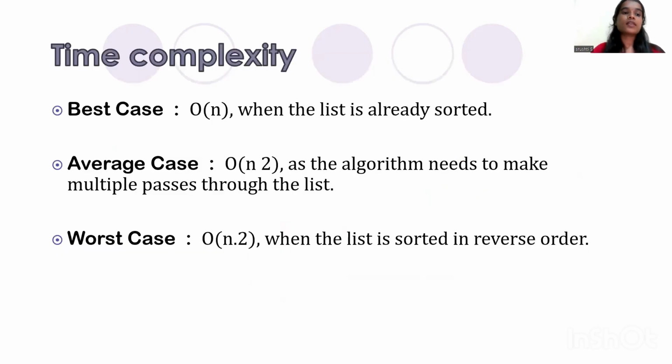Time complexity. We have three time complexities, which are best case, average case, and worst case. The best case is used when the list is already sorted, and the average case is used when the algorithm needs to make multiple passes through the list. The worst case is used when the list is sorted in reverse order.